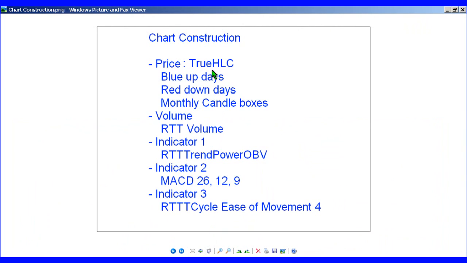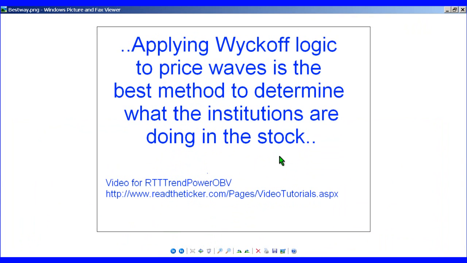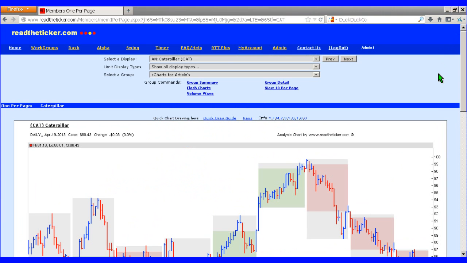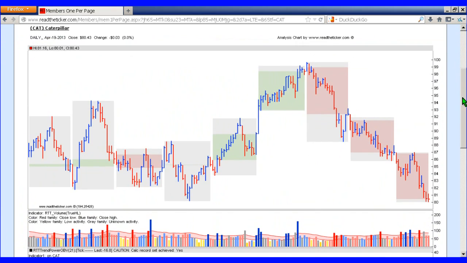We have price, true high low close, monthly candle boxes, RTT volume, RTT trend power OBV, and a standard MACD. More importantly, applying Wyckoff logic to price waves is the best method to determine what the institutions are doing in the stock. Let's have a closer look at this.